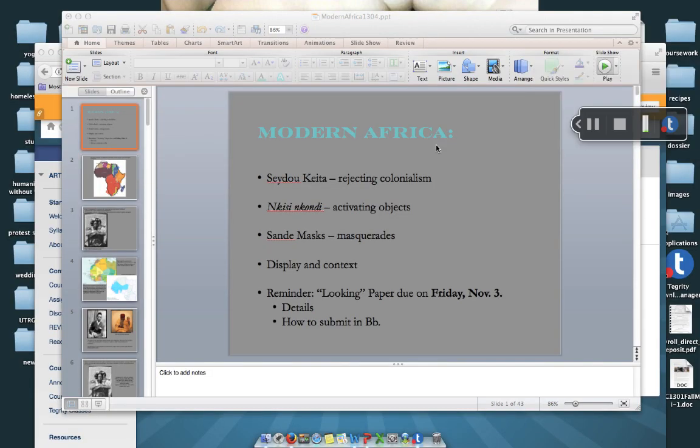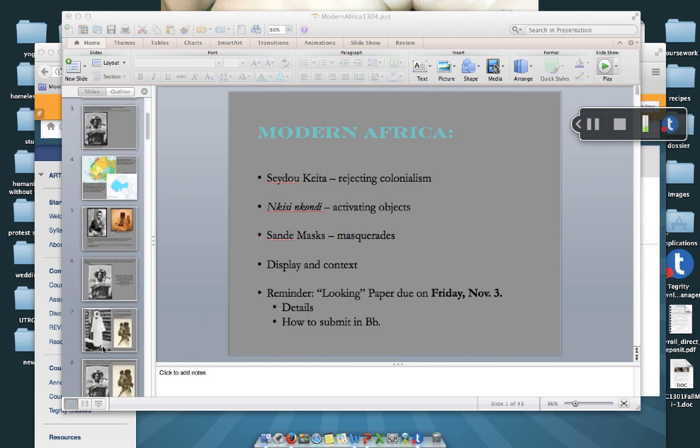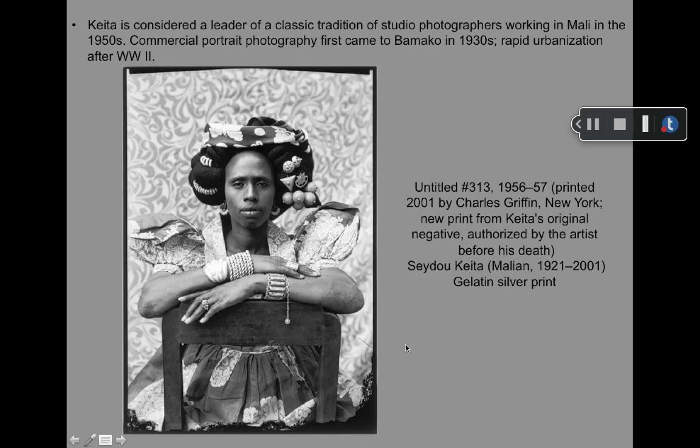I don't know what that is. Sorry about that. Here we are. In the 50s, he also worked in commercial portrait photography as early as the 1930s. And that's where we end up seeing commercial photography coming to Africa, coming to Bamako in the 30s.